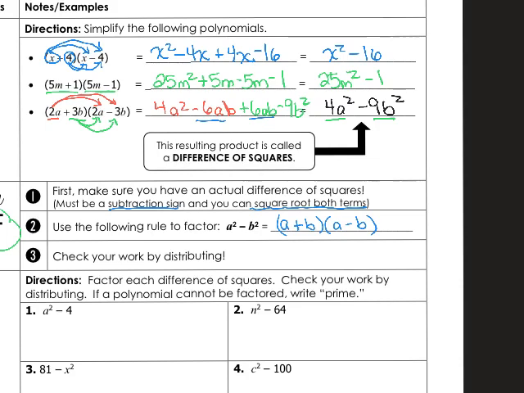You always check your work by going back and redistributing. So here, a times a is a squared. A times -b is -ab, again in that order because of standard form. Again, b times a is plus ab. And b times -b is -b squared. The middle two terms zero out, and you're left with a squared minus b squared, which is your original product.